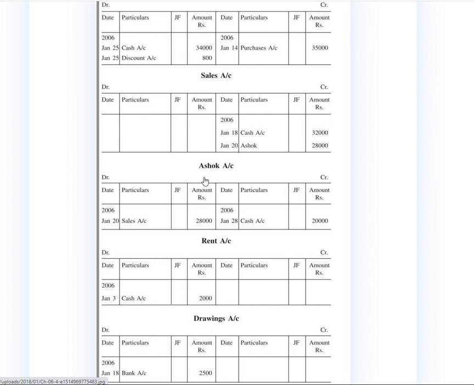Assume that you open this account now. Ashok account debit to sales account on January 20th, 28,000 amount of goods we had sold to Ashok, which amount was pending to be received from Ashok. Okay, now the opposite entry for that is in sales account credited by Ashok account. The amount is 28,000. Same January 20th.